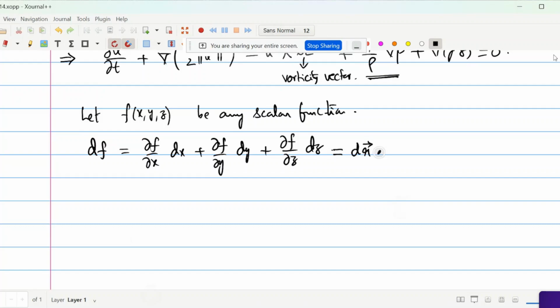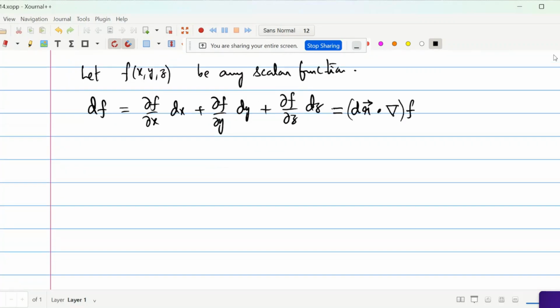This is the dot product of dr with whatever is left. What is left there? Grad f, right? That is simply grad f. This we can put this way: df equals dr dot grad f. So now what I try to do is take dr, the dot product with 1 by rho grad p.